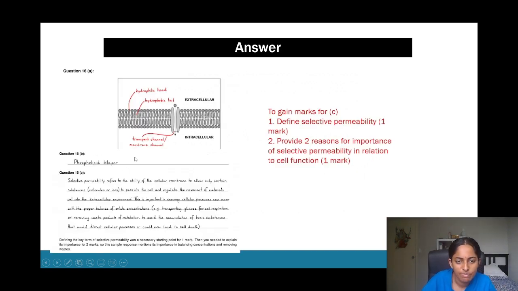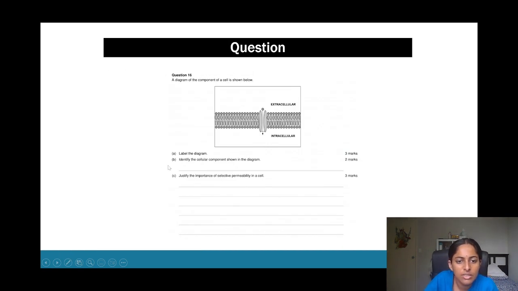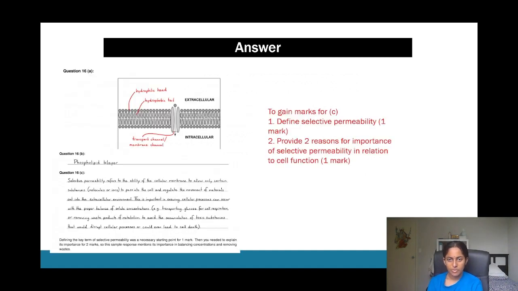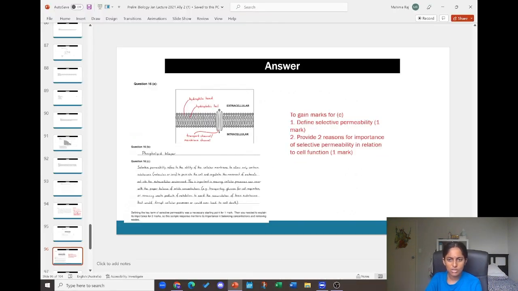Either is fine. And then the next part is asking you to justify the importance of selective permeability. This is also really important because this is the question that's linking not only what cell membrane structure is, but also what role does it play. So it's just asking you, what role does it play? What is selective permeability? Explain that to me. So ideally, if you explained and defined selective permeability, I would give you a mark. And then if you provided two reasons, I'd give you two marks, not one mark.